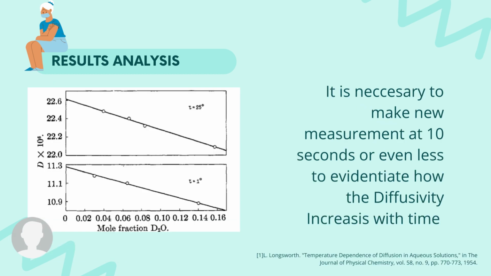So we need to make new measurements at lower times, about 10 seconds or less after the drop touches the medium. This is a way to see how the diffusivity increases with temperature and how the changes of the dissolution are reflected in the diffusion coefficient. As we see on the screen, Longsworth in 1954 takes an albumin fraction in an aqueous solution and, at different temperatures, 1 Celsius degree and 25 Celsius degrees, calculates the diffusion coefficient value. The higher temperature coefficient is 2 times the lower temperature diffusion coefficient value.